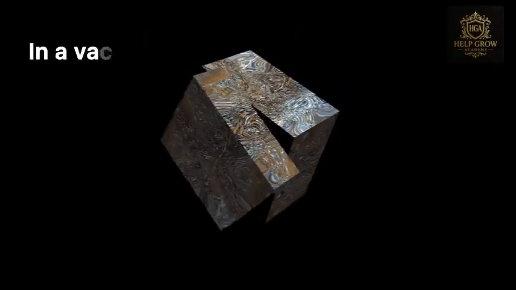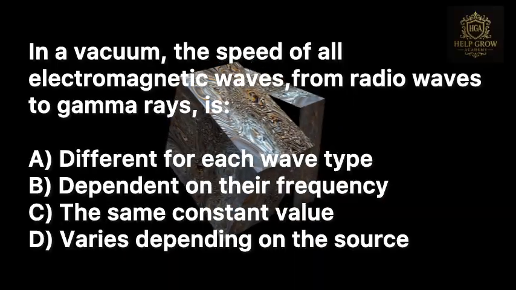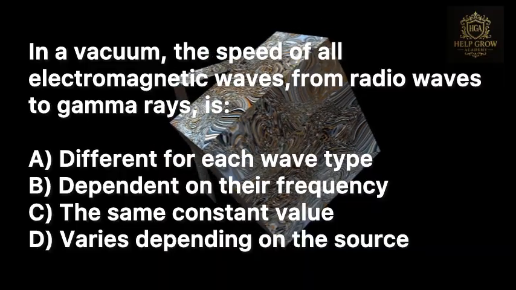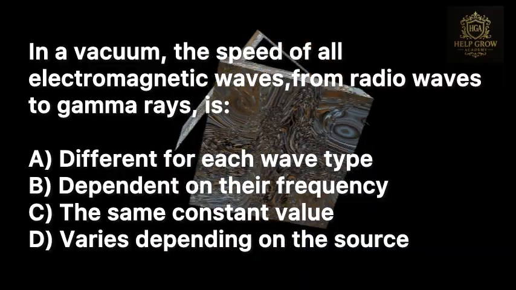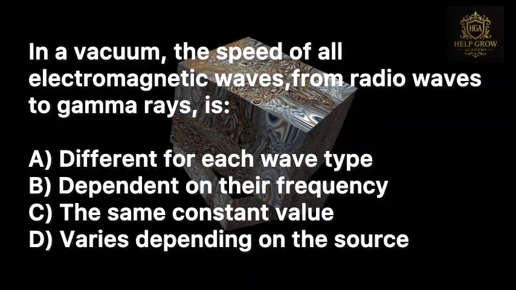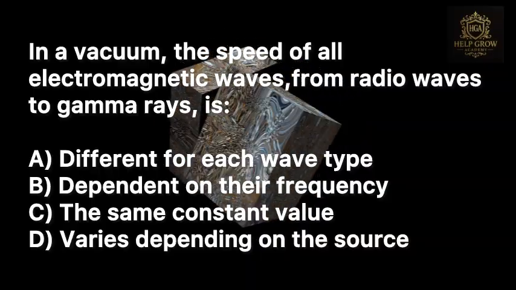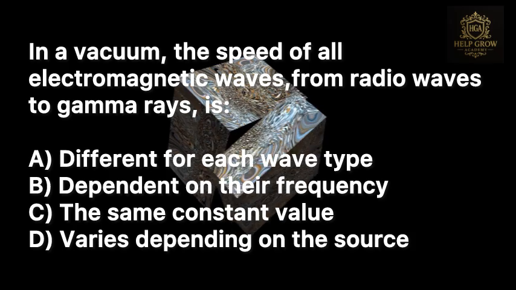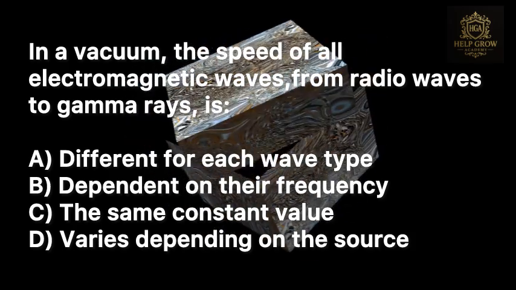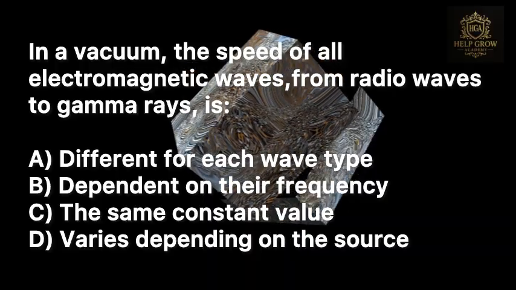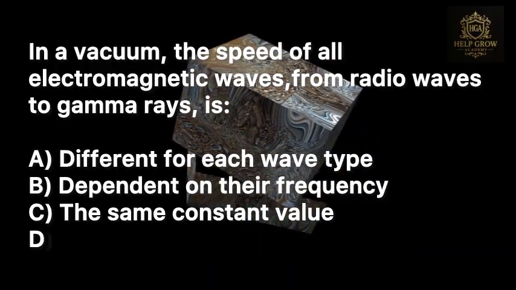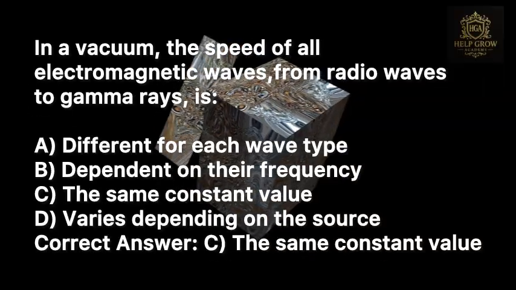Dispersion. Question 5 says, in a vacuum, the speed of all electromagnetic waves from radio waves to gamma rays is dash. A. The difference of each wave type, B. Dependent on their frequency, C. The same constant value, and D. Varies depending on the source. The correct option is option C.